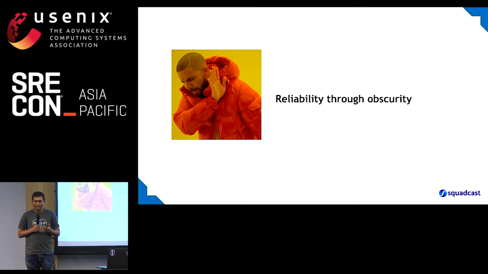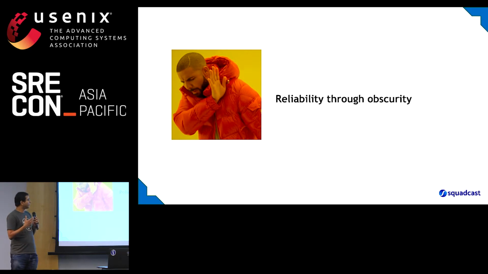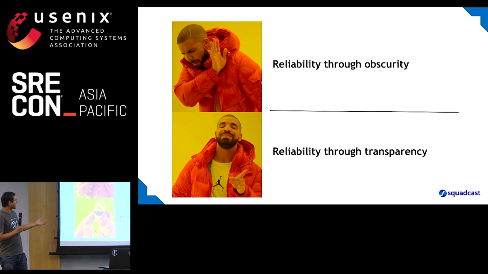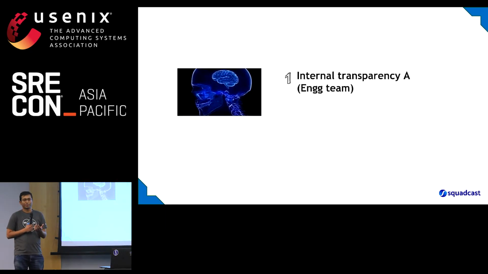Now, in a lot of organizations, there's a conception of reliability through obscurity, because the ideas of security and reliability are almost always conflated. In security, you have access control and authorization, so a lot of people don't even have access to observability metrics. But really, reliability through transparency is the best way to do things, because it helps you improve your metrics, improve your processes, and also helps everybody understand what metrics you're really tracking.